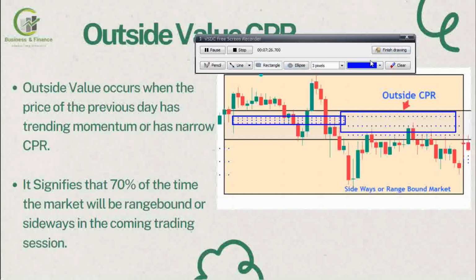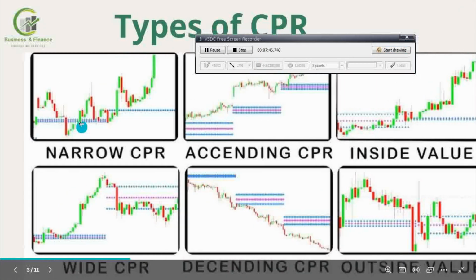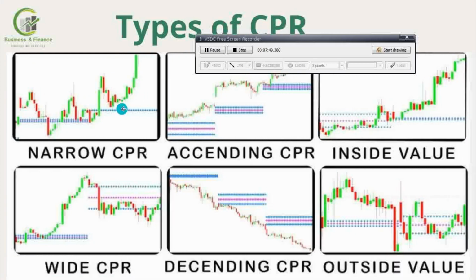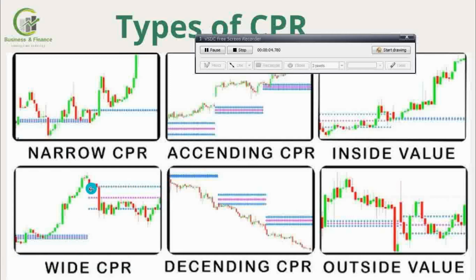So these are the 6 important CPR types and how we can use them. So let's recap from the beginning. The narrow CPR will have the lines between the CPR very minimized, and the opposite of narrow CPR is wide CPR, which will have a wider CPR. The distance between the CPR lines will be larger than normal.